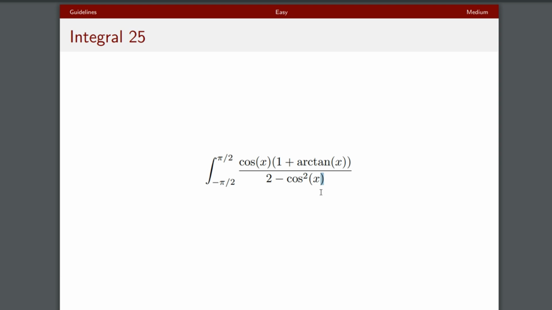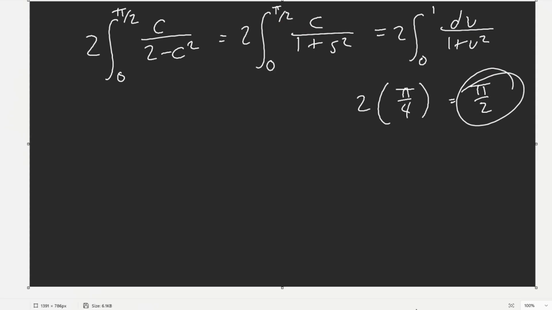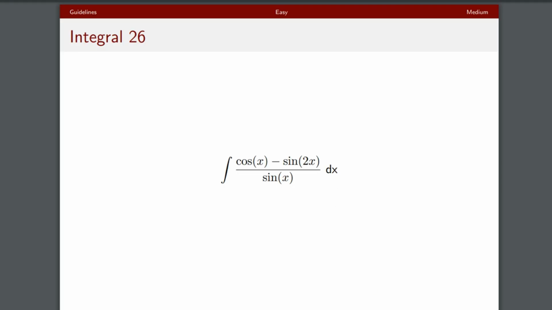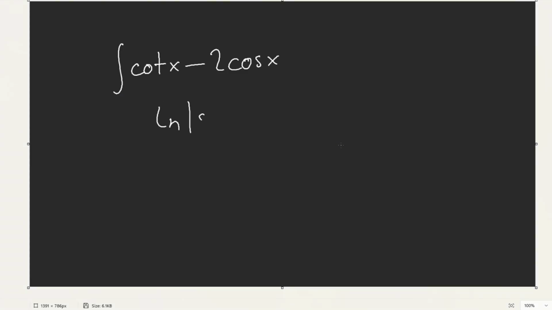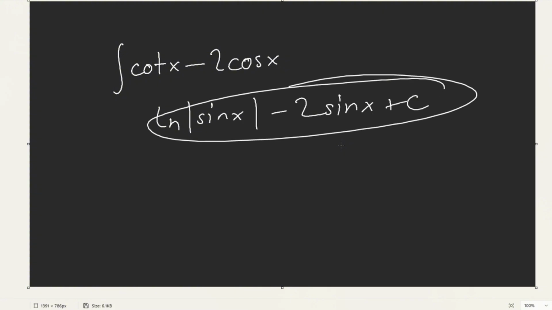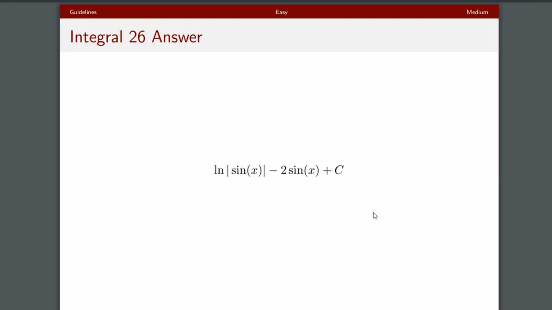Yeah! Okay. This is just an odd function. So we just use symmetry on that. Okay. Symmetry! Use symmetry. Alright. What is this? This looks simple. After that other integral. Cotangent of x minus 2 cosine of x. That's pretty much what we have. Because that's sine 2x. Yeah. So then our answer is just ln of sine of x minus 2 sine of x plus c. Yep. There we go.